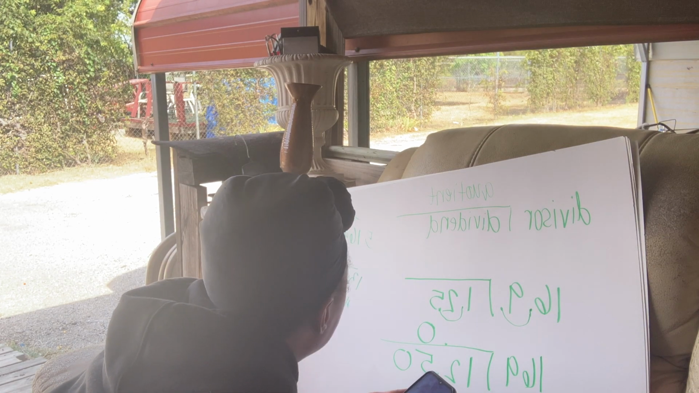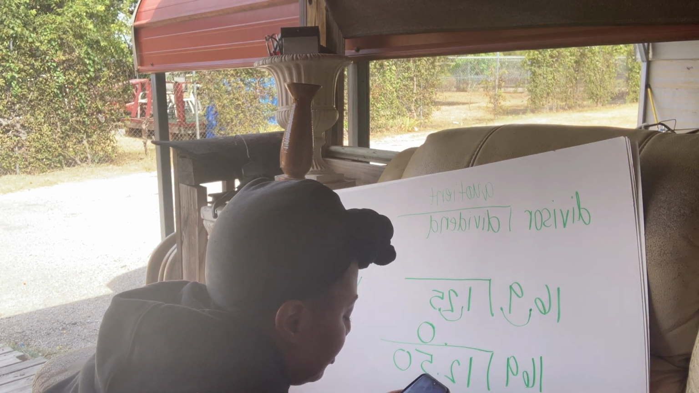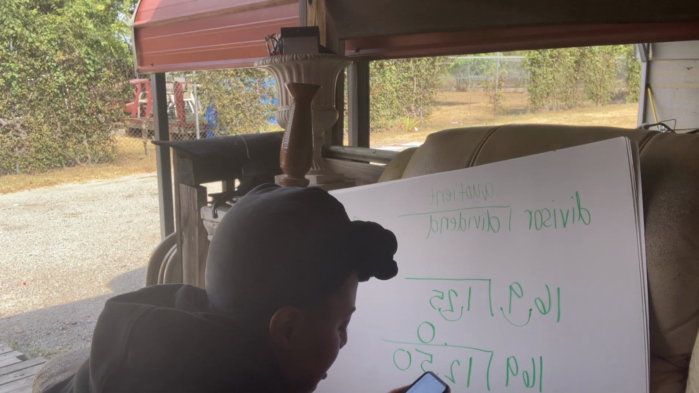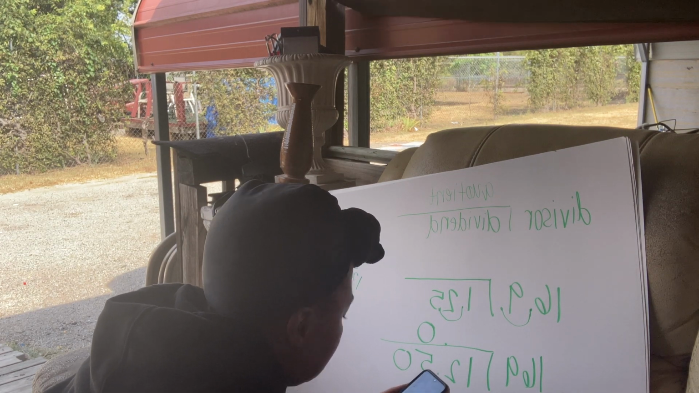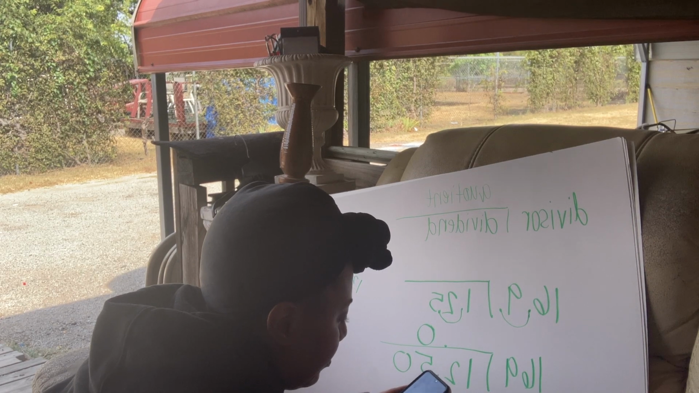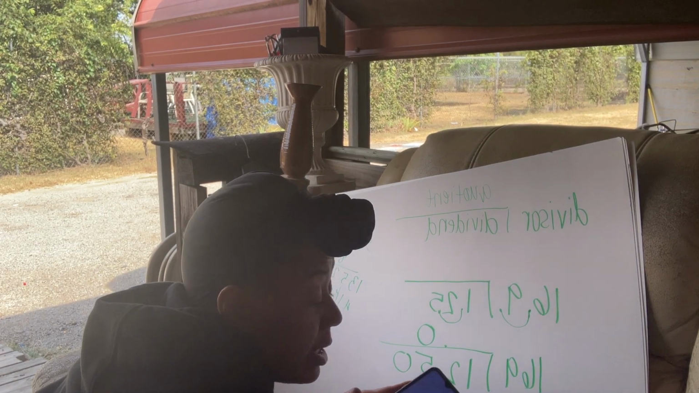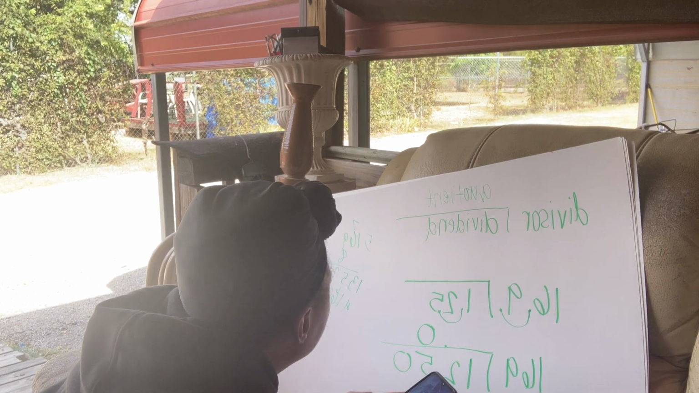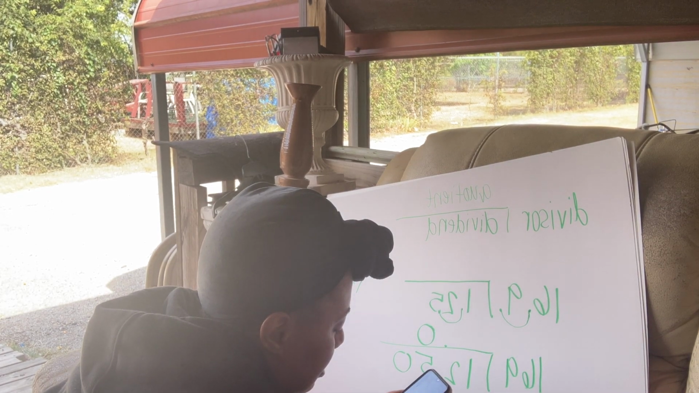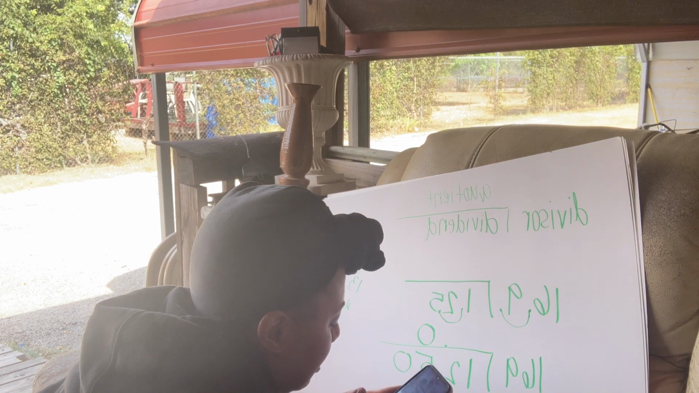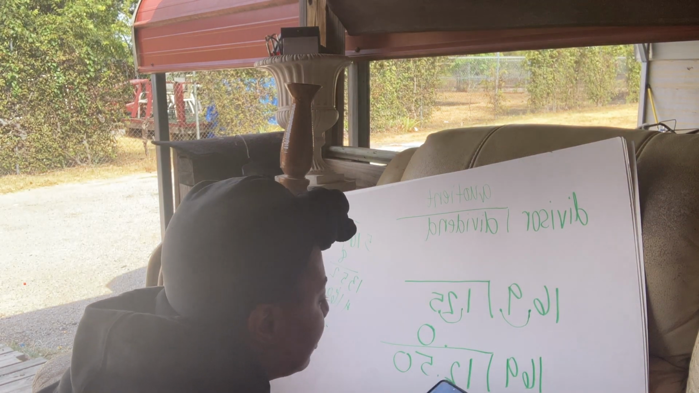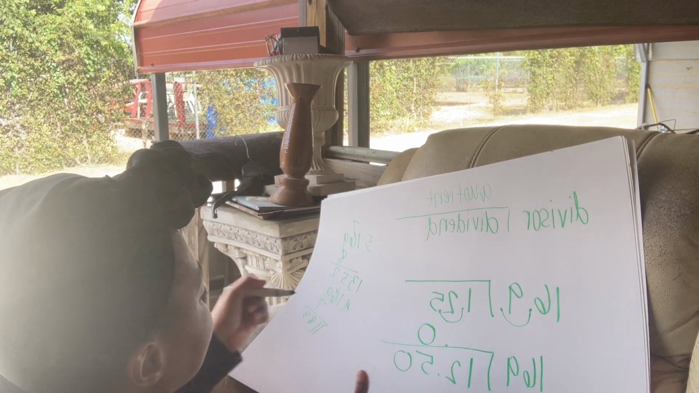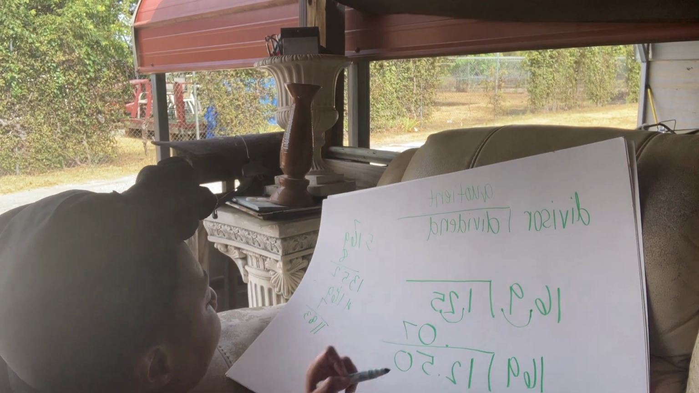So forget that. Let's do 169 times 7. 1183. That's right. Let me just check 169 times 8. 1352. So I ain't got that bad of memory loss. Okay, so it goes into it 7 times.